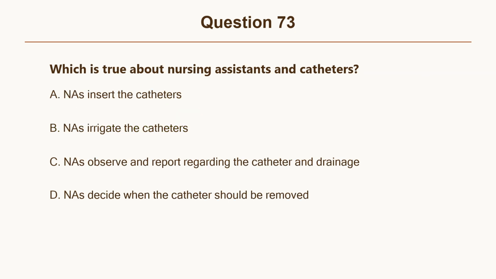Question 73. Which is true about nursing assistants and catheters? Option A, NAs insert the catheters. Option B, NAs irrigate the catheters. Option C, NAs observe and report regarding the catheter and drainage. Option D, NAs decide when the catheter should be removed. The correct answer is option C, NAs observe and report regarding the catheter and drainage.